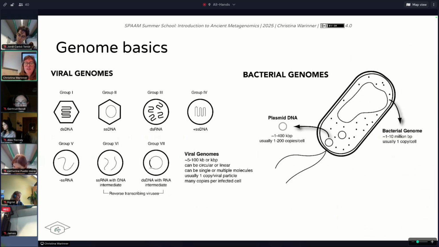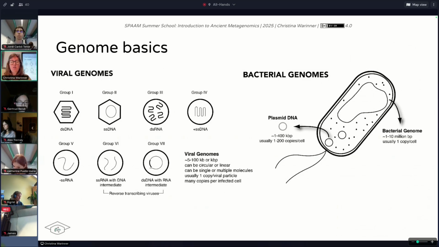Bacteria are what I primarily work with, and I think within our field, this is the main focus for microbial ancient metagenomics. Bacterial genomes are a bit bigger. They tend to be between 1 and 10 million bases long. The average bacterial genome size is around 3 million bases, and they usually have one copy of genome per cell, although some will have more.